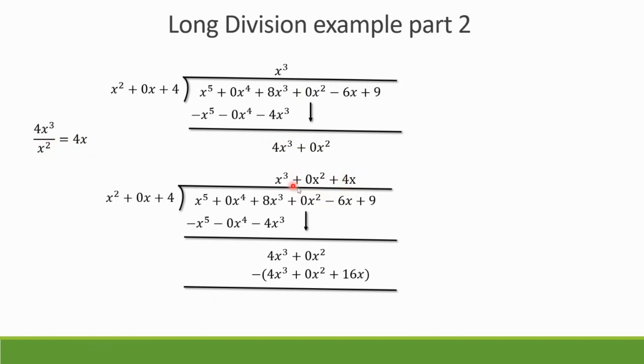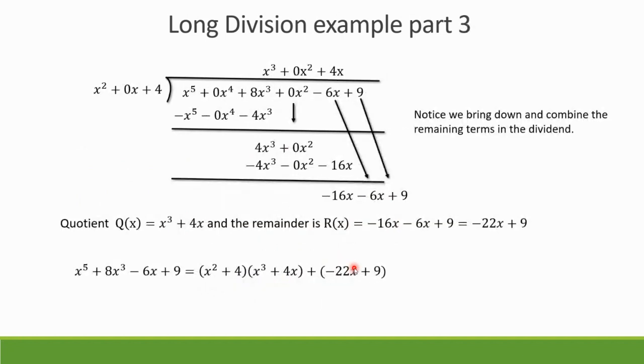And now we did this, but now what do we do? We multiply and subtract. We have to multiply 4x times this, right? And then we subtract. So we subtract 4x times this and subtract that. That's how we get 4x cubed plus 0x squared, right? 4x times x squared, that's 4x cubed. 4x times 0x is 0x squared. 4x times 4 is 16x.